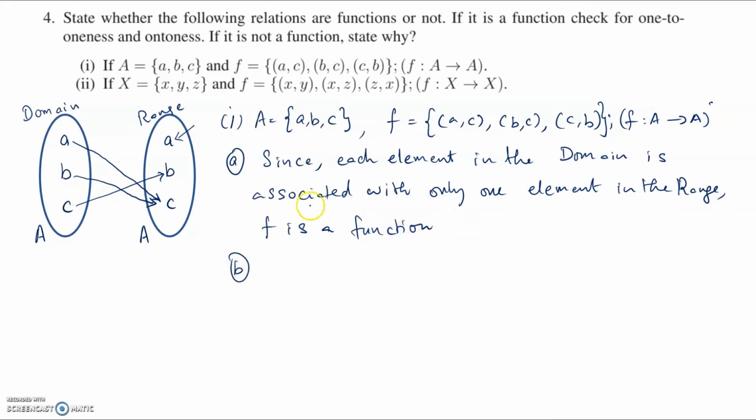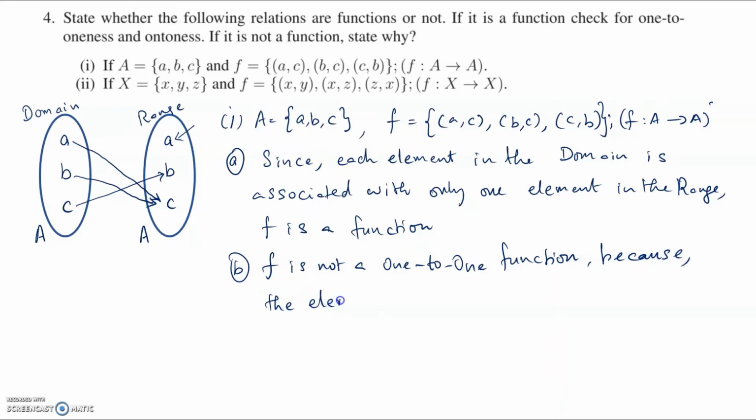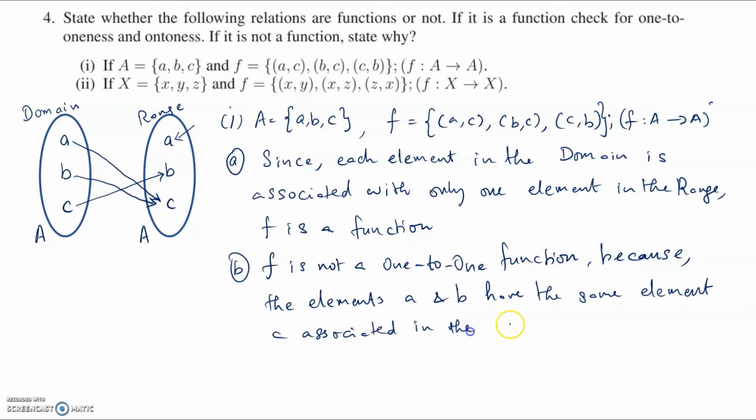Now for whether it is a one-to-one function, f is not a one-to-one function because the elements a and b have the same element c associated in the range.